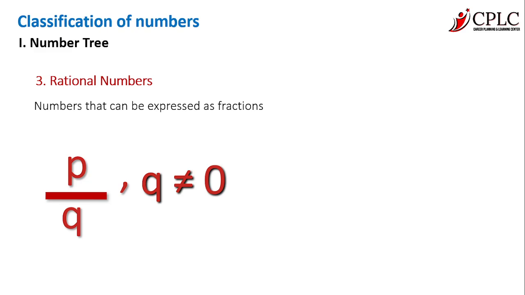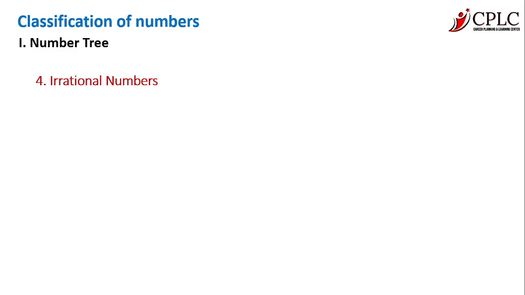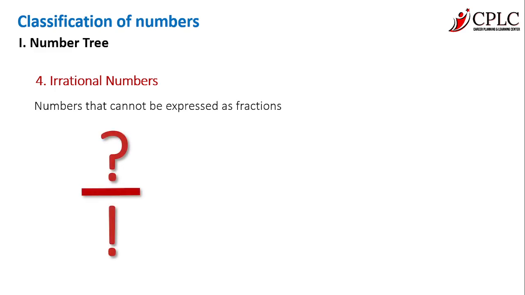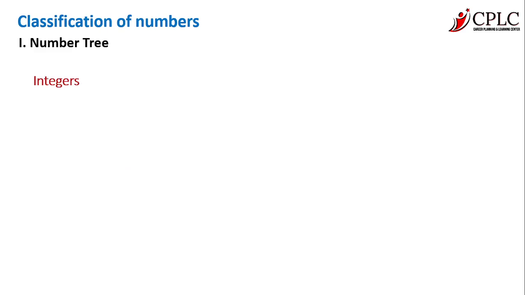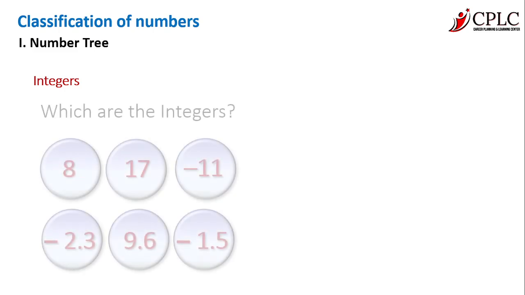Then obviously there is something called irrational numbers. Irrational numbers are the ones that you cannot express as fractions. So they are called irrational numbers. That's the next idea. Then after this, what's the next piece of information that we have to know? The rational numbers are further classified into two types: integers and fractions.